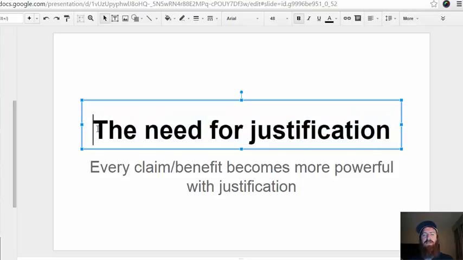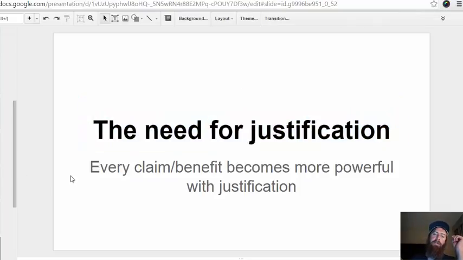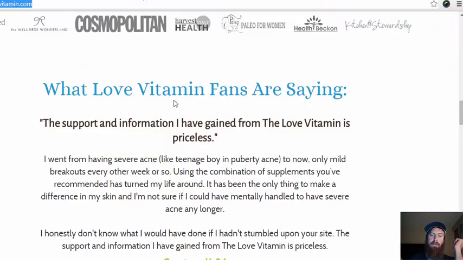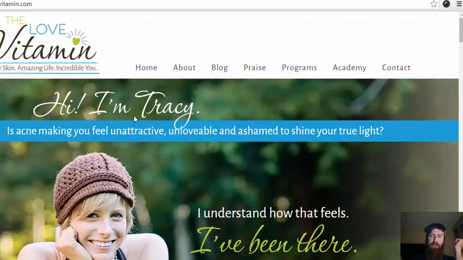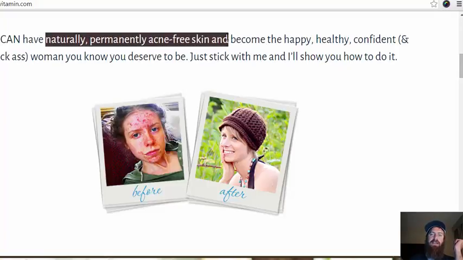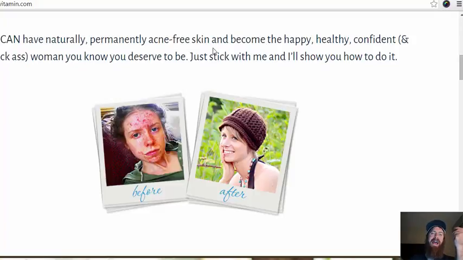I call this the need for justification. Every benefit you have for a product, such as, let's go back to the love vitamin. If she says get naturally permanently acne-free skin, there should be a way to back it up with justification.